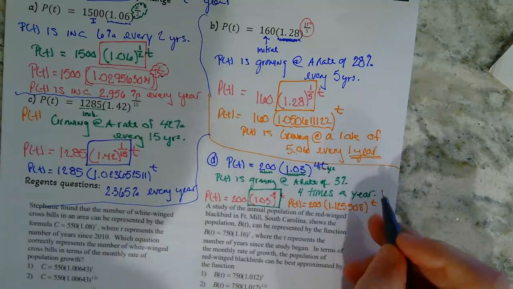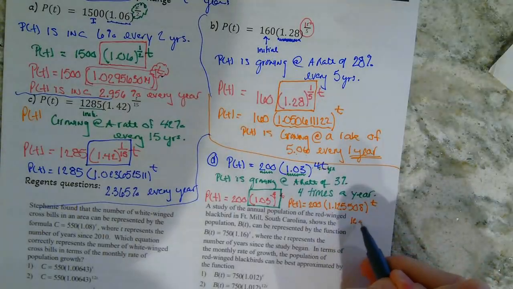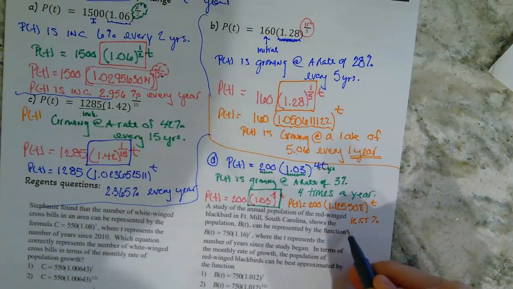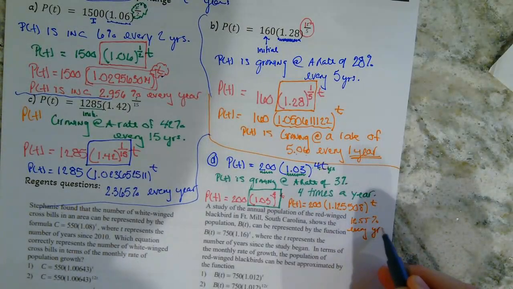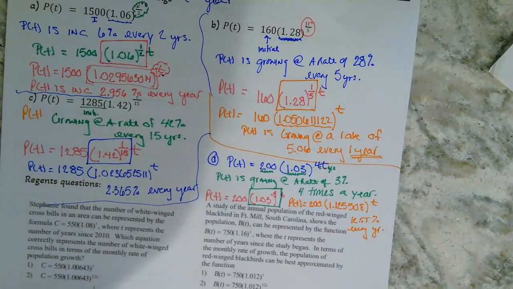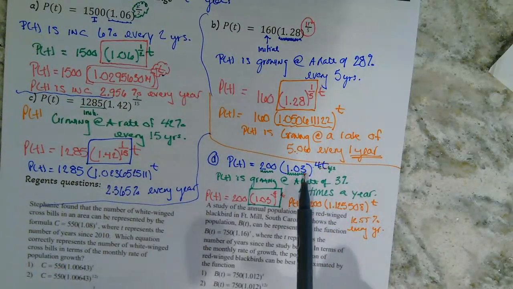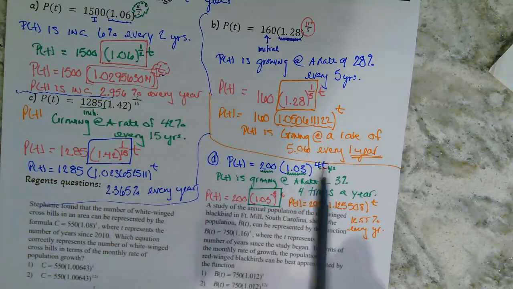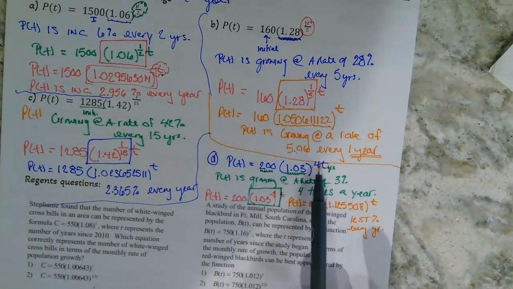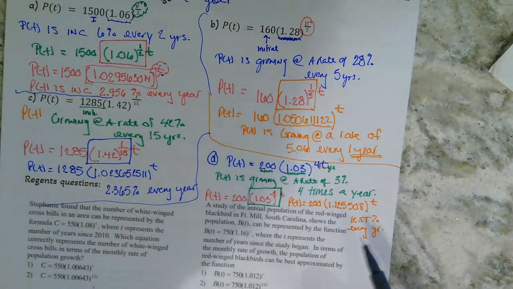So this is growing at a rate of 12.55% every year. Okay, so it's growing 3% 4 times a year, not every 4 years, 3% 4 times a year, which is 12.55% every year.